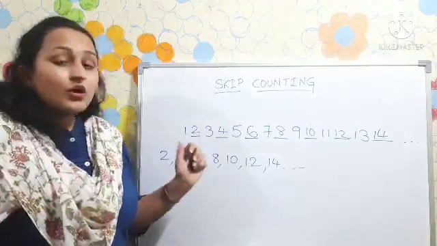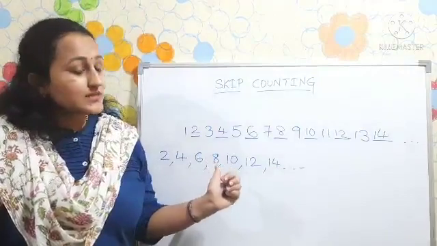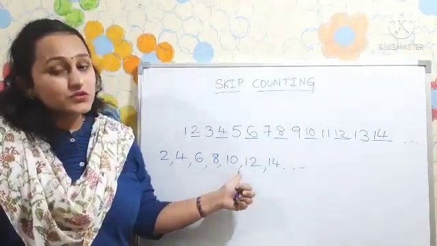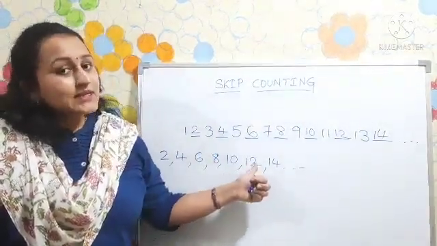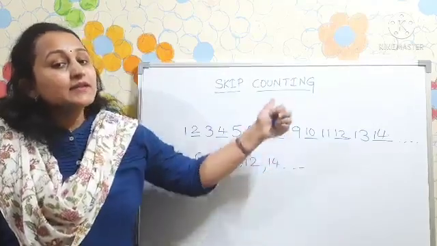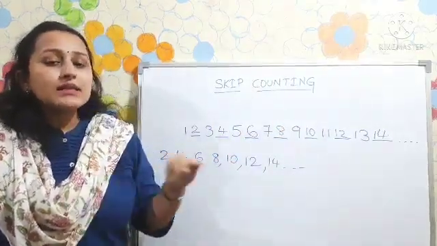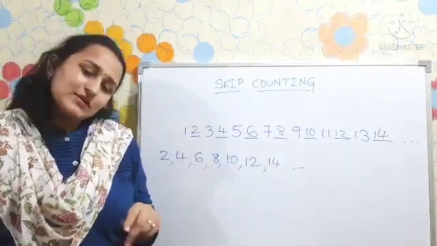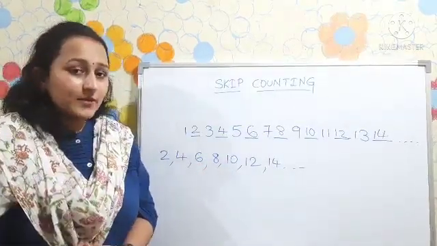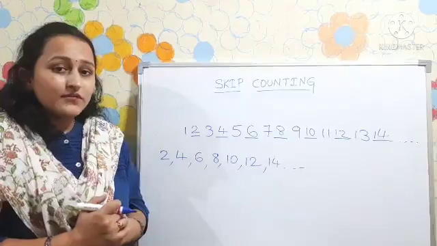Right. See. 2, 4, 6, 8, 10, 12, 14, 16, 18, 20, 22 and so on. All these are skipped numbers of 2. Now let us see skipped numbers of 5.